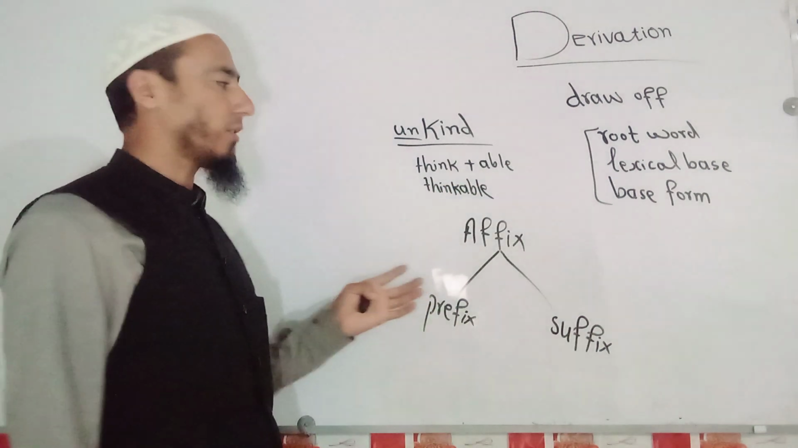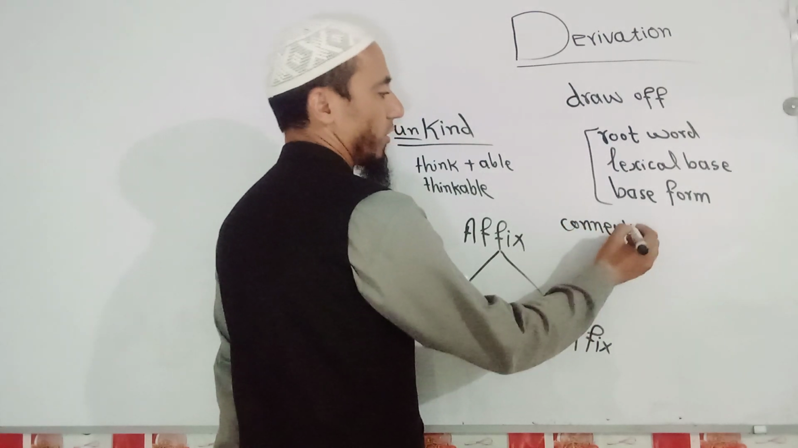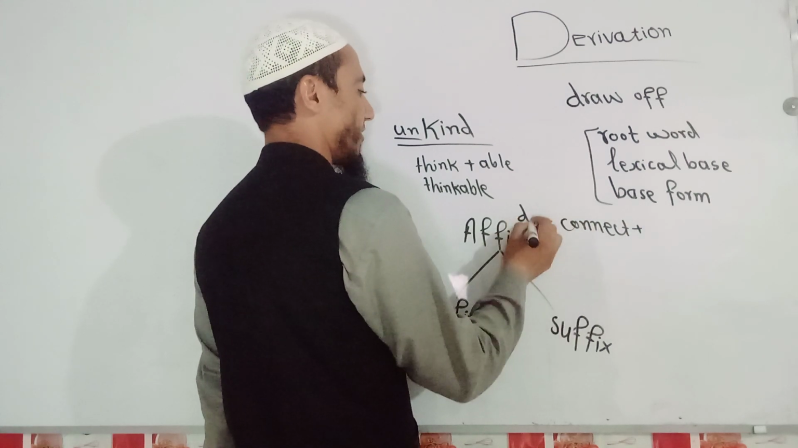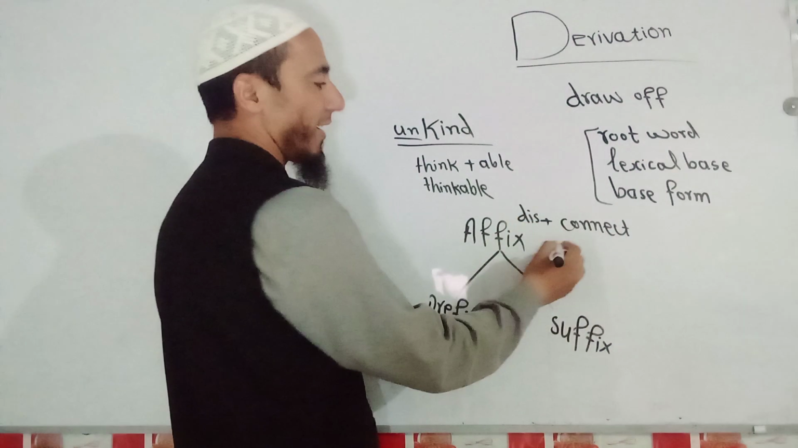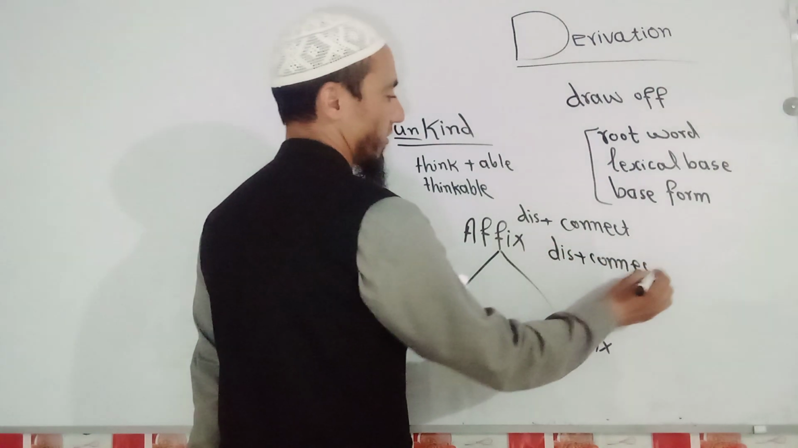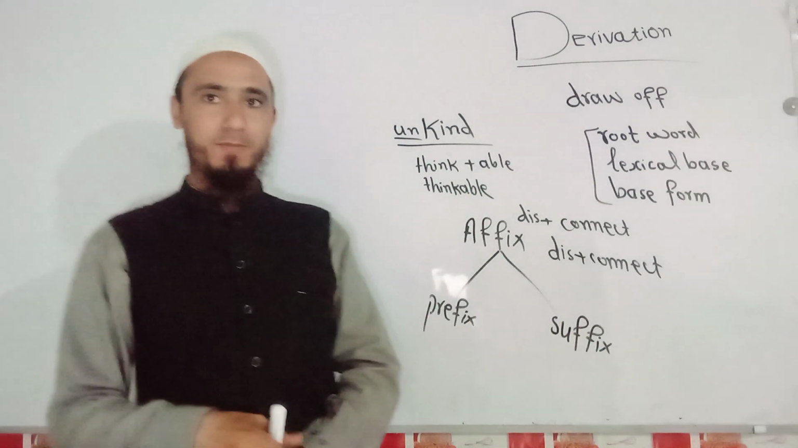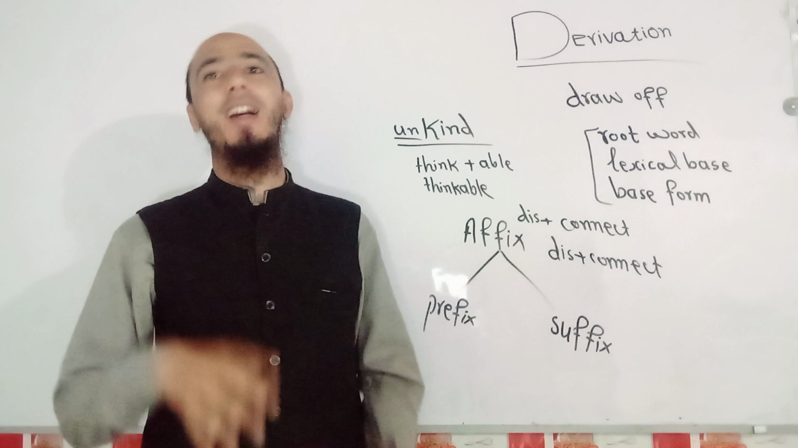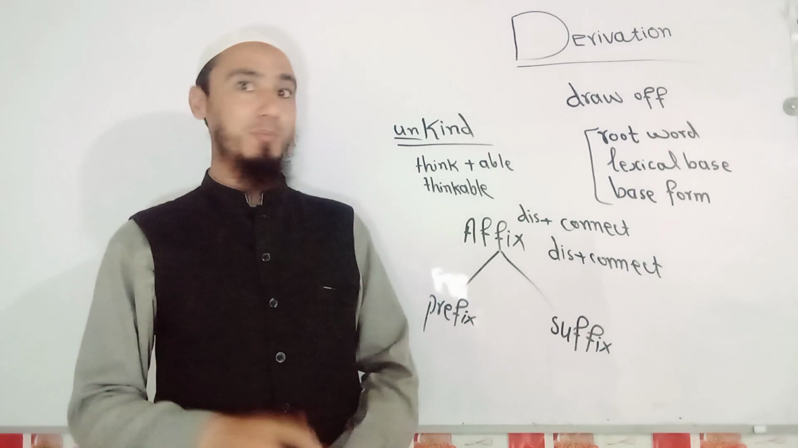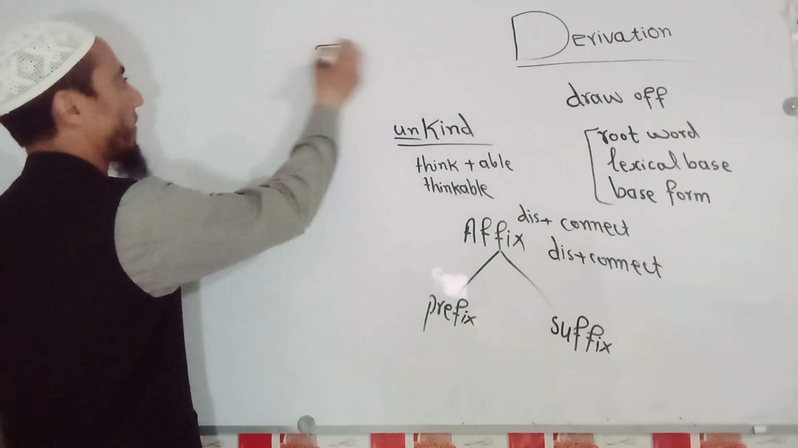You see, thinkable, or you say connect. Take the example of connect. So place dis, so connect plus dis becomes disconnect. So this is the example of derivation. So listeners and audience, I think now you know about the concept of derivation. But connected to this, we have another term, that is inflection.